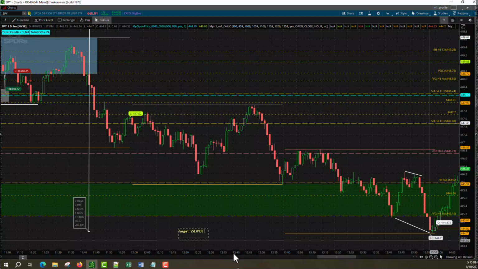Prior day low hit at 1355, and it's a what? $6.57 move. Man, look at that. Beautiful trade that we made.